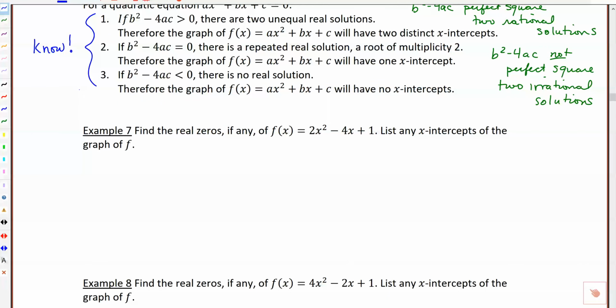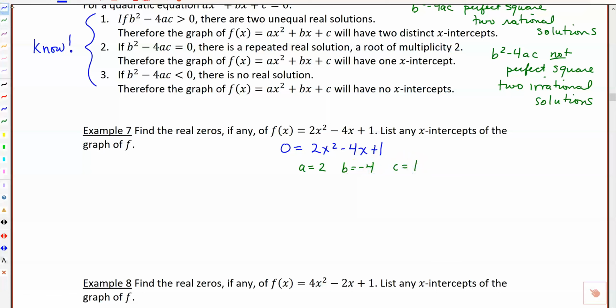Let's take a look at a couple examples of applying that quadratic formula. Find the real zeros, if any, of f of x equals 2x squared minus 4x plus 1. List any x-intercepts of the graph. Since I'm being asked to find the zeros, where the function output is 0, I'll have 0 equals 2x squared minus 4x plus 1. In order to use the quadratic formula, let's identify our a, b, and c. Our a is 2, our b is negative 4, and our c is 1.